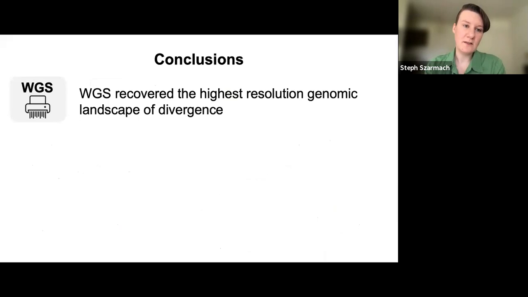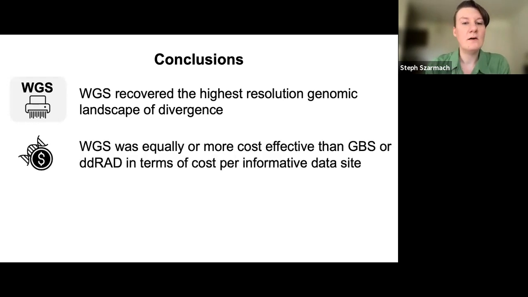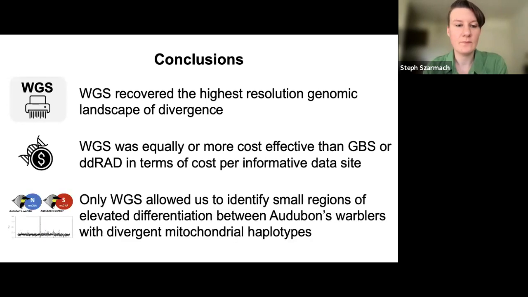So in conclusion, whole genome sequencing recovered the highest resolution genomic landscape of divergence. Whole genome sequencing was equally or more cost-effective than GBS or ddRAD in terms of the cost per informative data site. And only whole genome sequencing allowed us to identify small regions of elevated divergence between Audubon's warblers with divergent mitochondrial haplotypes. We find that while reduced representation methods are valuable for many other applications, whole genome sequencing was the most advantageous approach for characterizing genome-wide divergence.